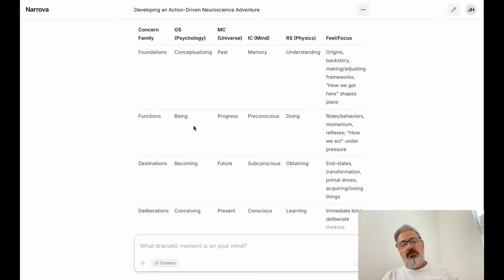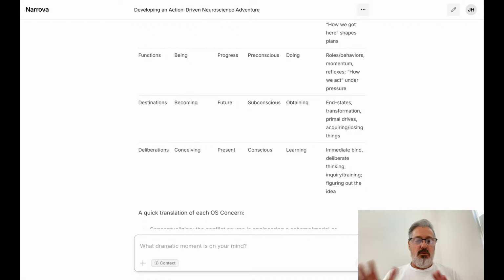If you're in more of the functions family, then it would be playing roles, how things are changing, impulsive responses, and doing things, how we act under pressure. And destinations would be the becoming, future, subconscious, obtaining area, where the feel and focus is around end states, transformation, primal drives, acquiring and losing things. Or maybe you want to focus all your conflict in this story on the deliberations, which would be conceiving, present, conscious, and learning. So immediate buying, deliberate thinking, inquiry, training, figuring out the idea.